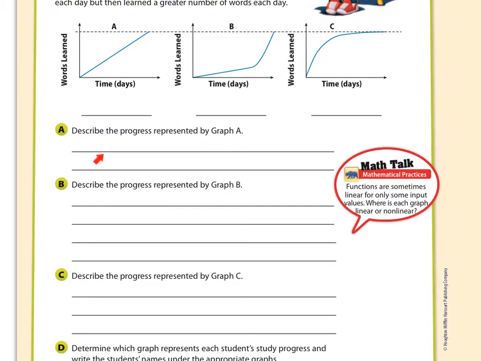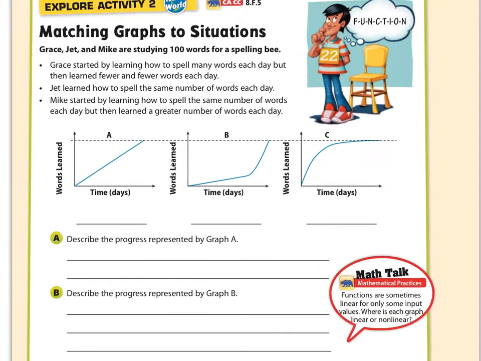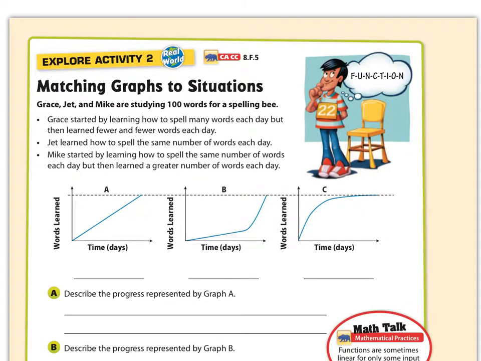I'm not actually going to fill out this part here, but you want to think about how you might describe it. If you have time, go ahead and do that. Okay, so please pause it right now, and you'll see the solutions pop up for all of Grace, Jet, and Mike.